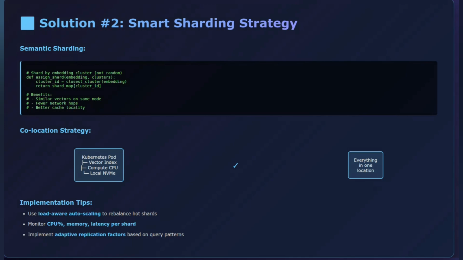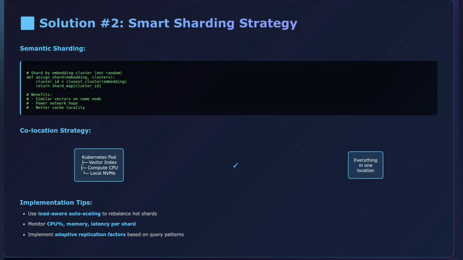Third strategy, load-aware auto-scaling. Monitor CPU, latency, and throughput per shard. When a shard gets hot, automatically rebalance by moving some vectors to a new server, or clone the shard and route some queries to the replica. This is what Pinecone does automatically. This is what Qdrant's clustering mode does. Together, these three strategies solve the sharding problem. You go from one hot server tanking everything to balanced load across all servers with minimal network traffic.